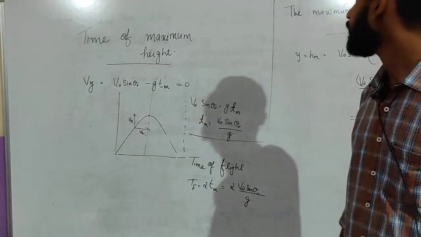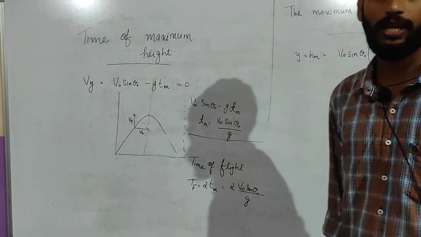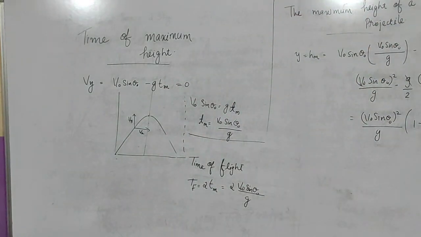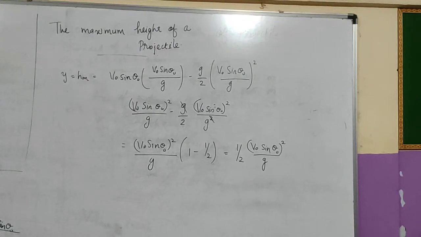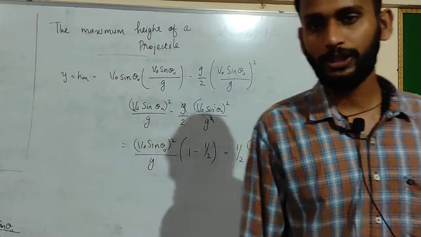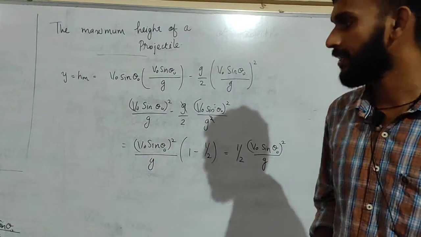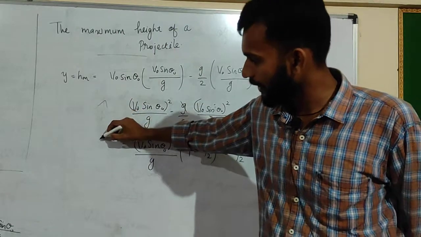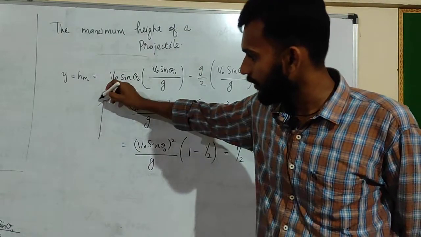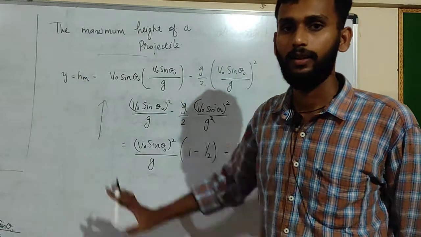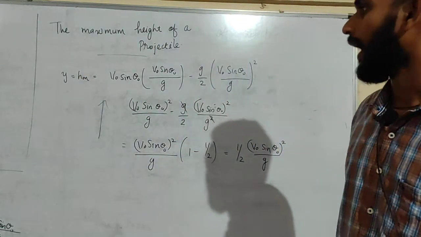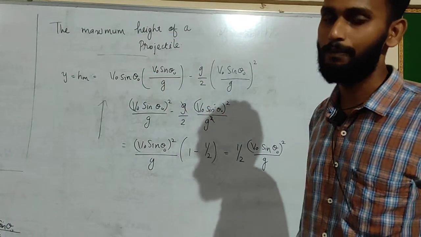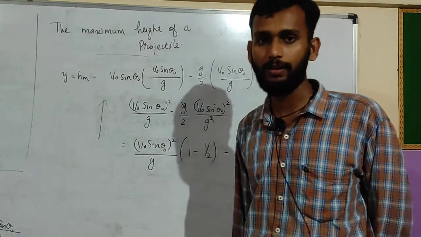Now we will discuss the maximum height of the projectile. What will be the maximum height of the projectile? The height, in the sense, we are considering only the vertical component, that means the y component. At the maximum height, the time you have to consider is Tm. T will be equal to Tm at the maximum height.